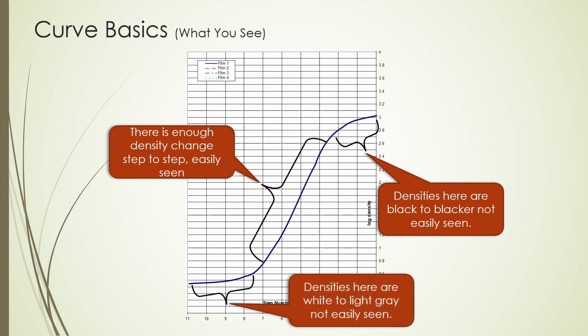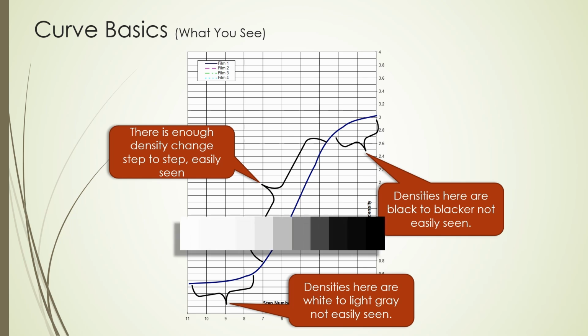Densities in the lower portion of the curve are difficult to visualize for the opposite reason. They vary from white to light gray and are not easily seen by the human eye or by a computer analyzing the image for the purpose of image correction. This is a representative image of what the step wedge image that produced this curve looks like. Notice how the steps in the middle of the image are easily seen and the steps on each end are not readily apparent.